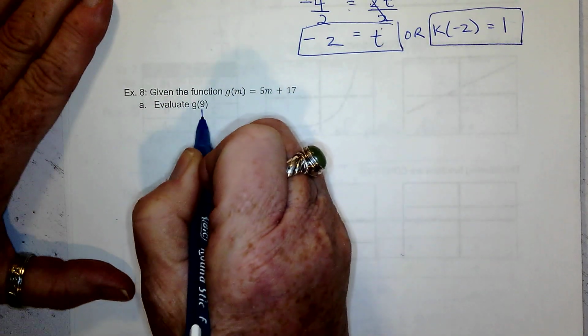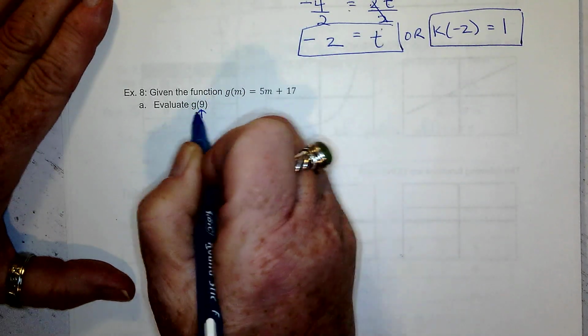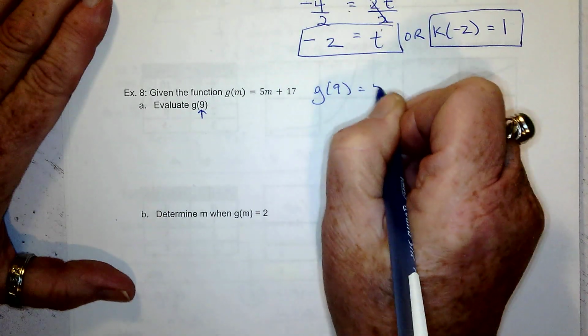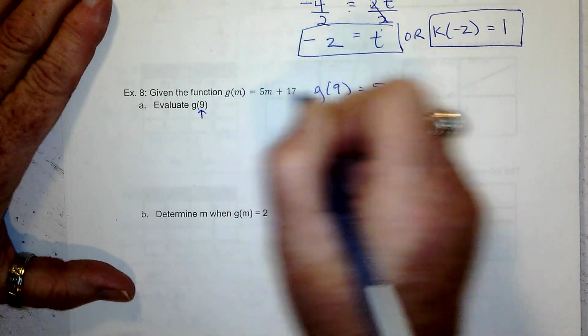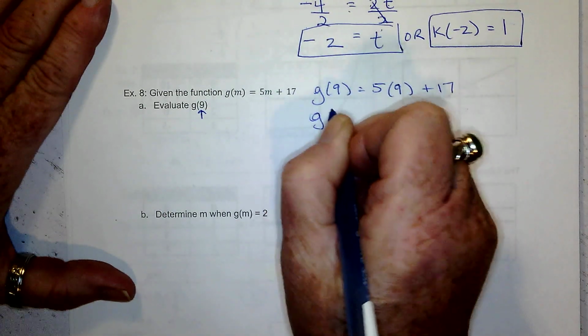Well, that 9 has taken the place of m. That means that everywhere there's an m, I want to replace it with 9. So g of 9 is equal to 5. This m is multiplied to 5, so times 9 plus 17. Remember, we are not solving here.